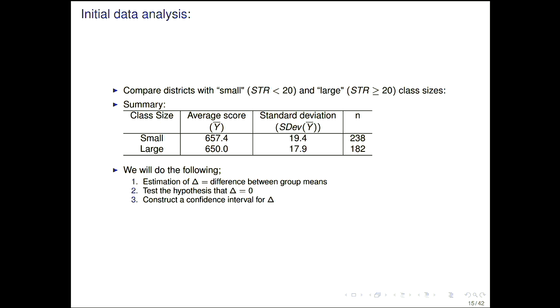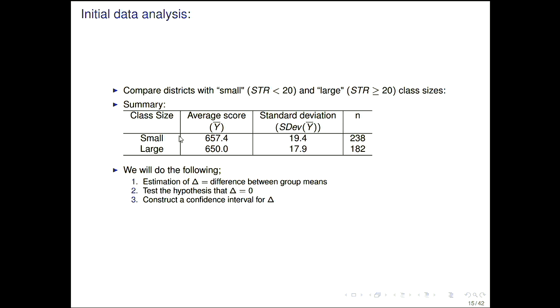Okay, so we partition our sample into two groups. One is a small group, and the other one is a large group. When STR is less than 20, we define those districts as small class. Otherwise, those districts have large class. And then for each one of them, we take the average score.